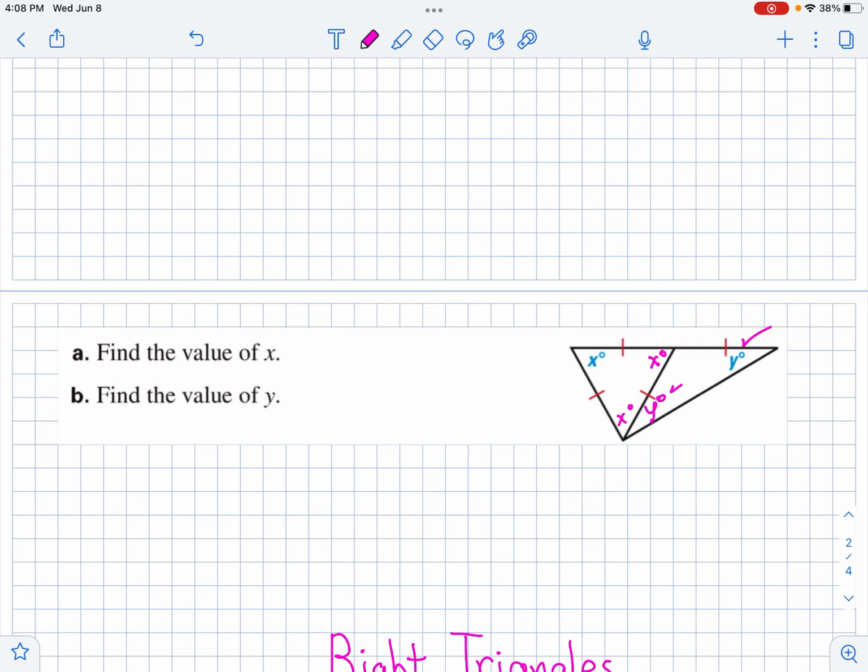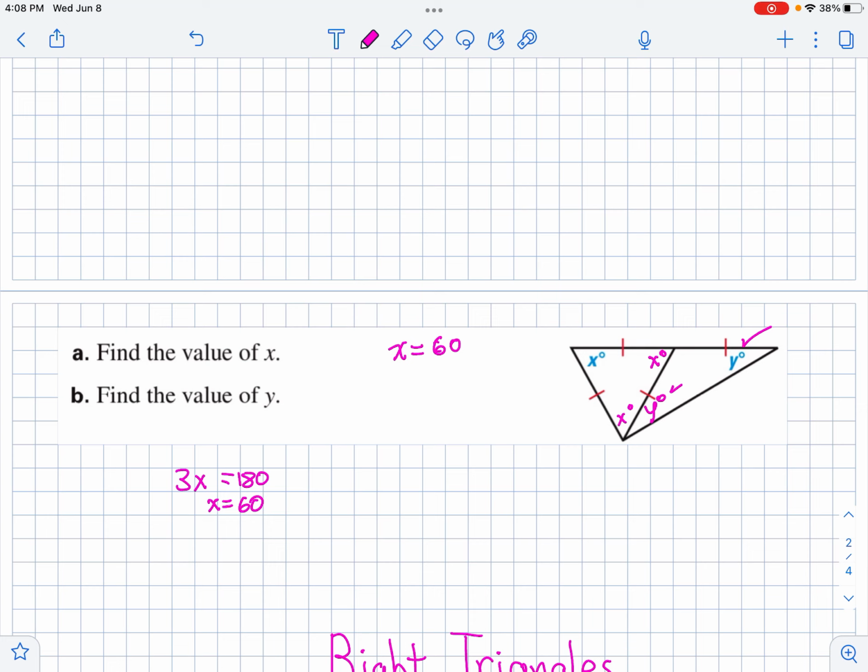Okay, so let's see what we have. As far as the x's go, if you do 3 times x, if you add these x's together, that's got to add up to 180. So x must equal 60. Okay, so x equals 60.